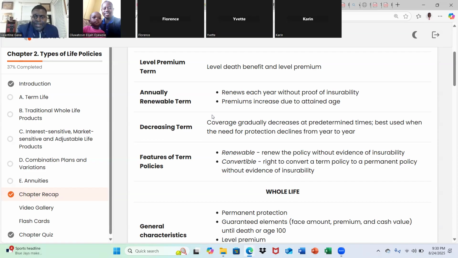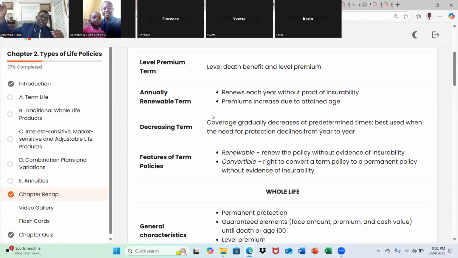Okay. Decreasing term, pay attention to this. Again, decreasing term is also called credit life. Credit life is when you go to the bank, you take a loan from the bank and the bank takes a policy on you. That policy is usually called decreasing term. Remember that with a decreasing term, it is not the premium that is decreasing, it's the face value or the death benefit.